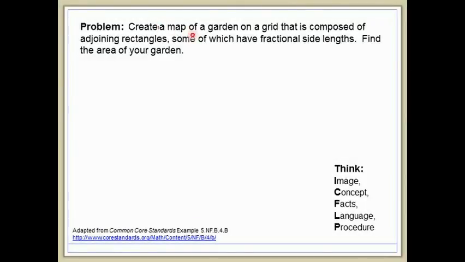Here's our problem. Create a map of a garden on a grid that is composed of adjoining rectangles, some of which have fractional side lengths. Find the area of your garden.